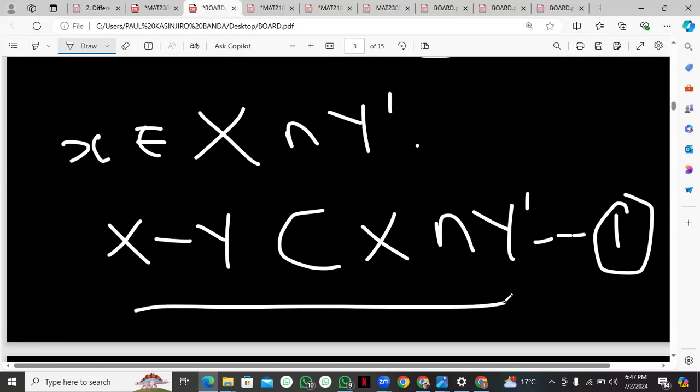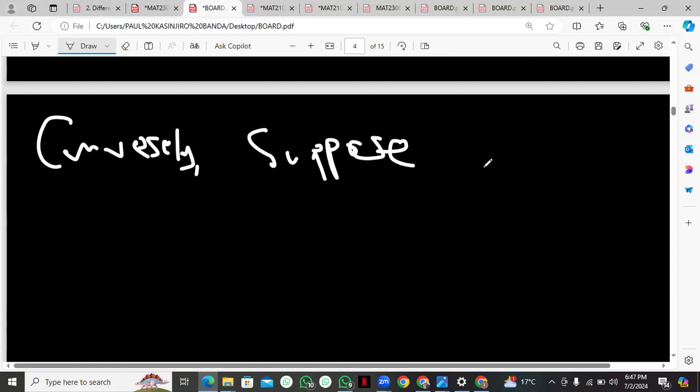So we've done half of the proof, and now we do the converse. Conversely, what do we have here? Conversely, suppose, very important to assume, that we have an x here.